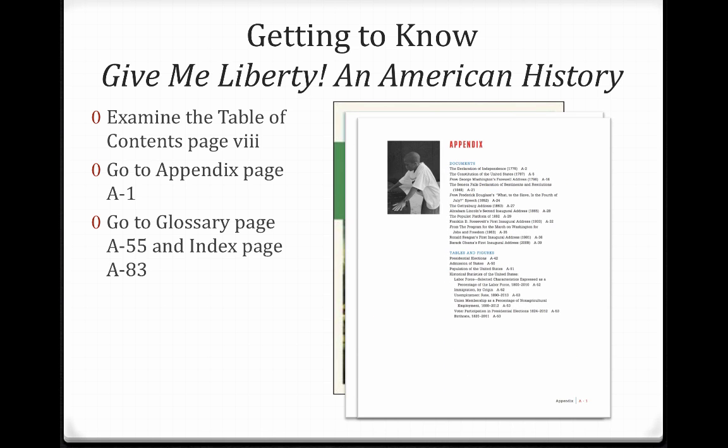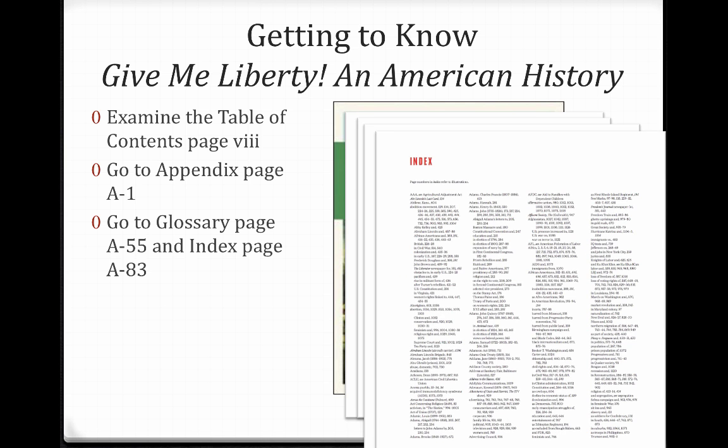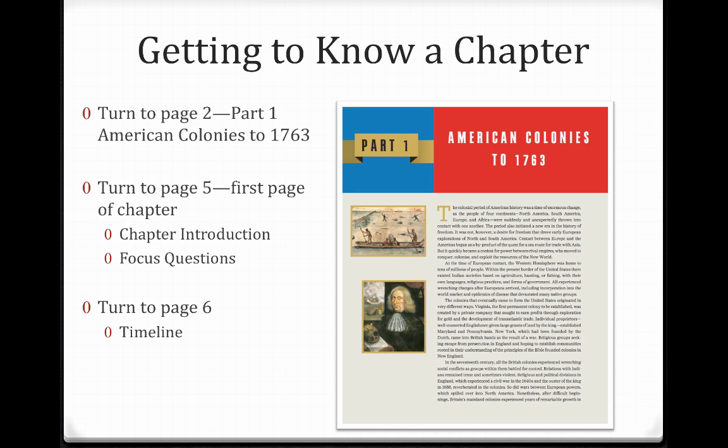The appendix provides primary sources and tables and figures. Your instructor might use primary sources in their lectures or with assignments, tables and figures as well, but you can also use these resources if you need to write an essay or a research paper. They're right in the back of the book, really helpful. The glossary, of course, is really helpful to look up key terms and IDs that your instructor may give you. And then the index page is also a quick reference if you need to find something.